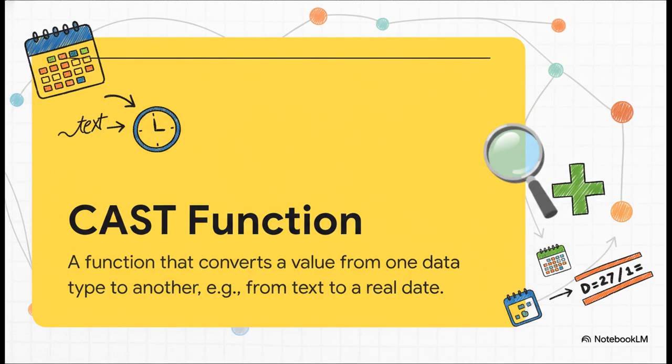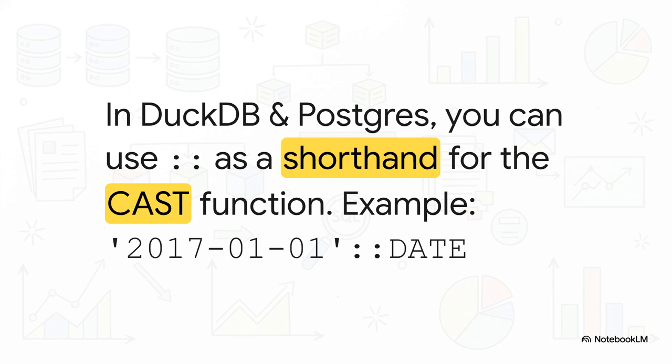Now, what about our translator, CAST? Okay, imagine you have a column of dates, but the database is dumb and thinks they're just plain text. You can't do date math on text, right? You can't ask, what's 30 days from now? CAST is the function that lets you tell the database, hey, treat this text string as an actual date, which unlocks a whole world of new calculations you can perform. And hey, here's another one of those insider tips. In a lot of modern databases, you don't even have to type out the whole CAST function. You can just use a :: as a super fast shortcut.